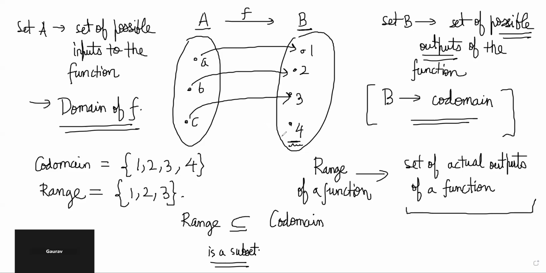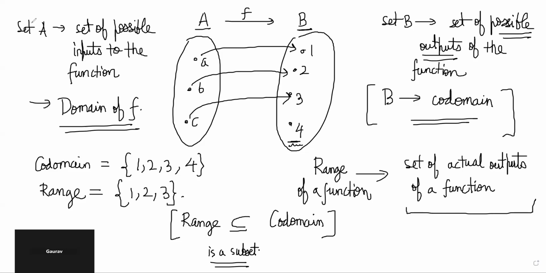It could be that we didn't have the 4. If 4 was not there, then codomain set is also 1, 2, 3 and range set is also 1, 2, 3. So it is possible for range to be equal to codomain, but it is not necessary. Do you understand what I'm saying? Okay, then we will start looking at some basic things like types of a function.